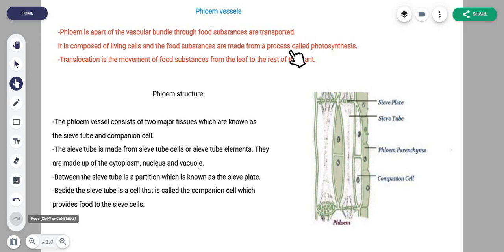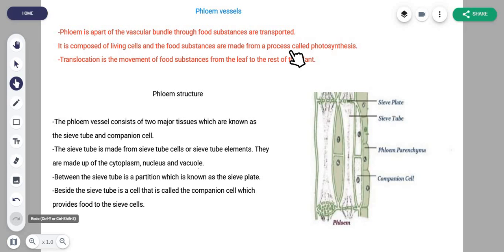So a process called photosynthesis occurs in every green plant which produces sugar. That sugar needs to be transported around the plant so that it can be used by each and every cell of the plant for respiration, to produce energy, to carry out the vital life processes and activities. So they need to be transported, and they're transported in your phloem vessels in the form of sucrose.